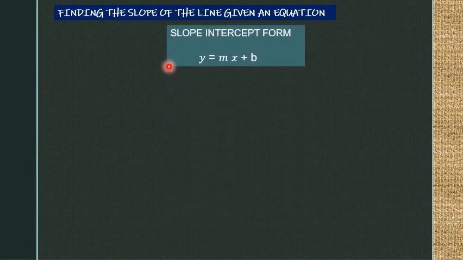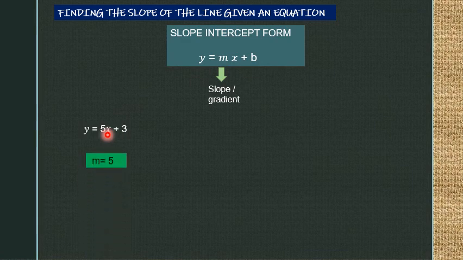Find the slope of the line given an equation. So we have the example. The slope-intercept form is this formula: y equals mx plus b. So determine what the slope is. m is the slope, or gradient. For y equals 5x plus 3, we're going to identify the slope. As you can see in the formula, the coefficient of x is the slope. What is the coefficient of x? That is 5. So therefore, m equals 5. For number 2, we have y equals 1/2 x plus 3. The coefficient of x is 1/2. Therefore, m is equal to 1/2.